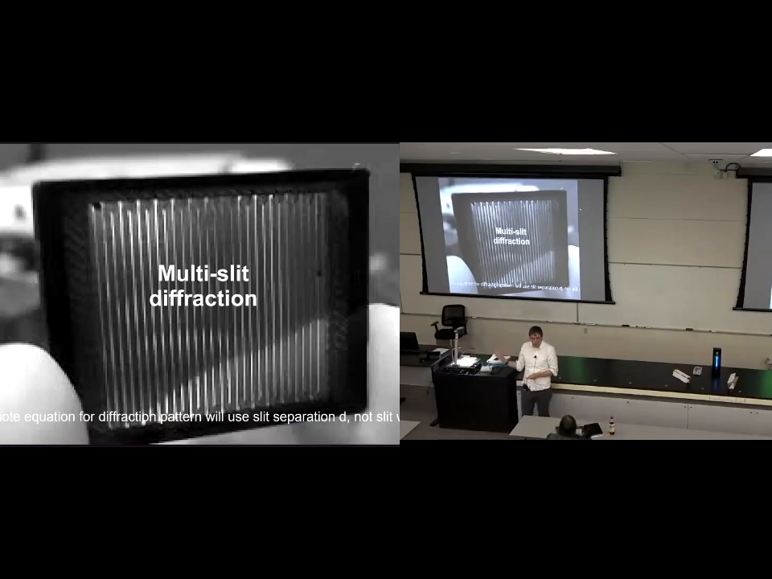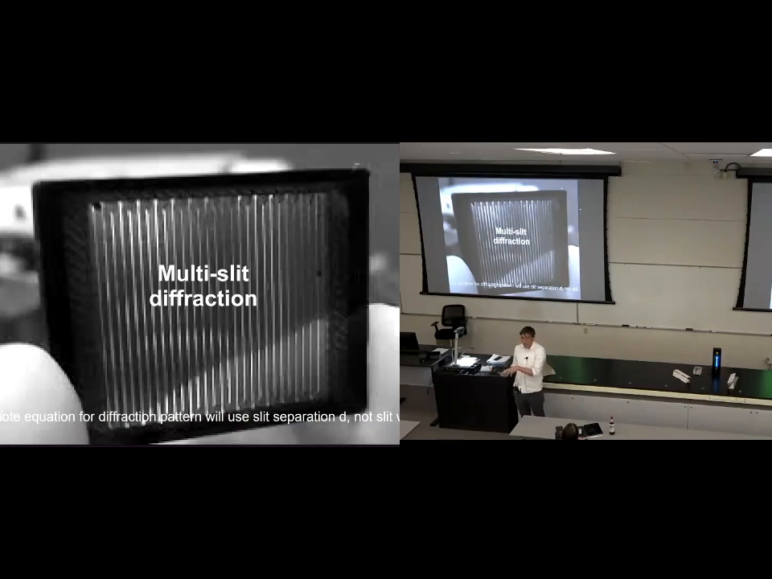In the single slit case, we describe the slit size with the variable A. So that's the width of the slit. In the multi-slit case, we're going to describe the slit separation, the distance between neighboring, adjacent slits, with the variable D. That'll be the slit separation. So we're using A for slit size in the single slit case. We're going to use D for slit separation in the multi-slit case.